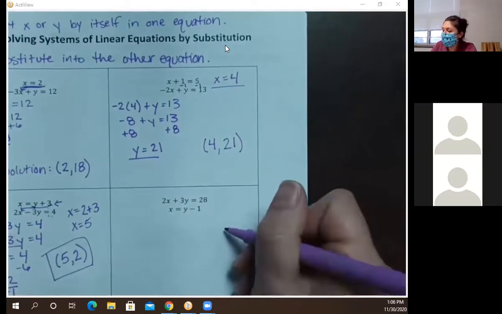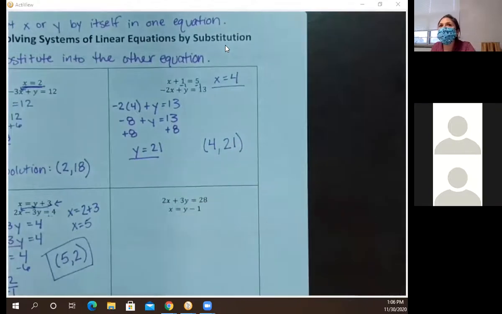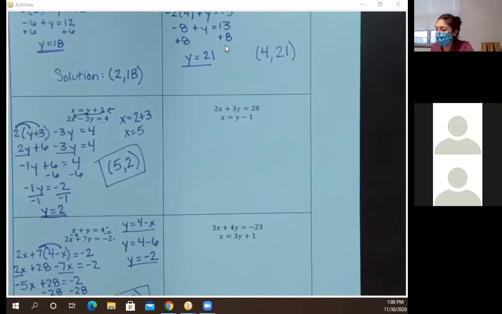I want you guys now to try this middle problem in the second column. Give that one a shot.